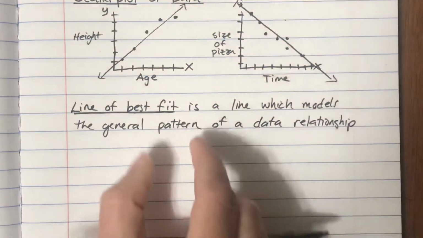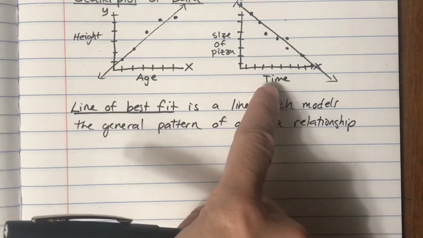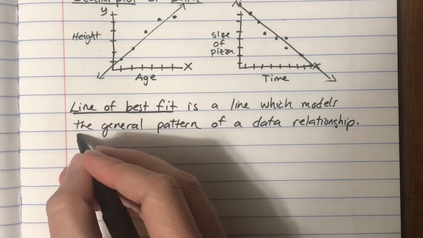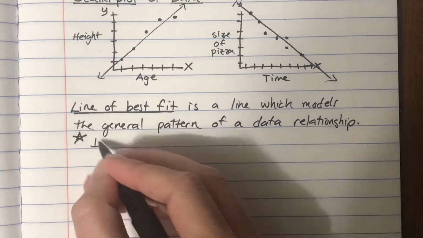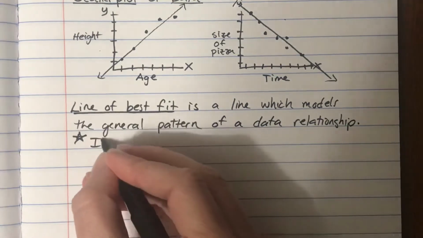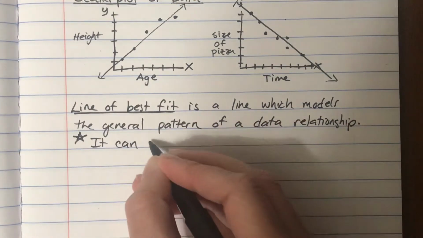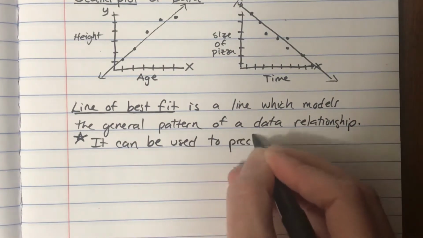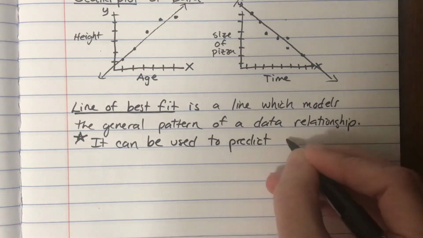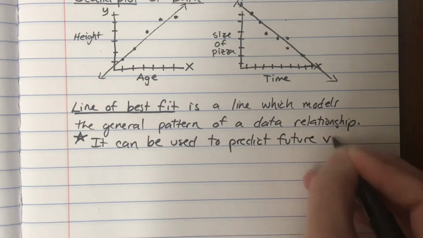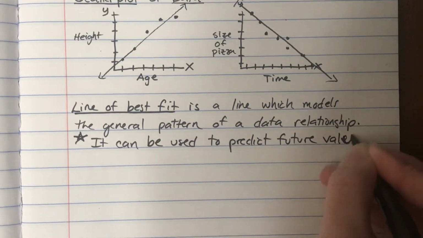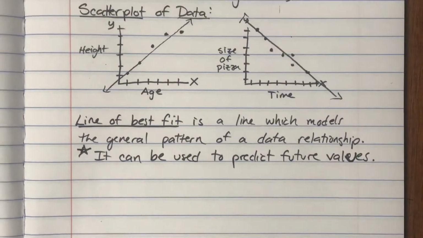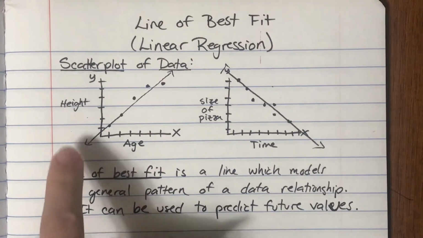And in this case, we had a relationship between age and height and a relationship between time and size of pizza. The line of best fit can be used, and this is going to be so important, so put a star next to this, to predict future values. Oops, if I could spell values. All right. And so predicting future values is really going to be part of the point of a line of best fit, because guess what?